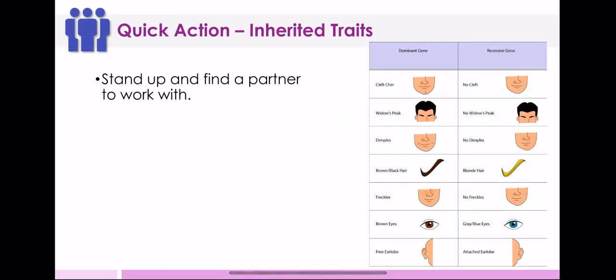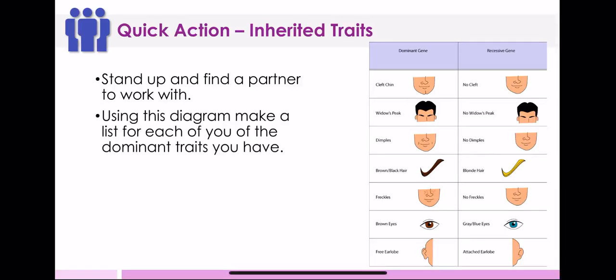All right, if you're at home alone, you may have to go find a mirror to look at yourself. But if you've got a partner, if we were in class, we would find a partner. Stand up, find a partner, or go to the mirror to look at yourself, and use the diagram on the right. You may need a scratch sheet of paper and a pencil. Use the diagram to make a list of each of the dominant traits that you possess.